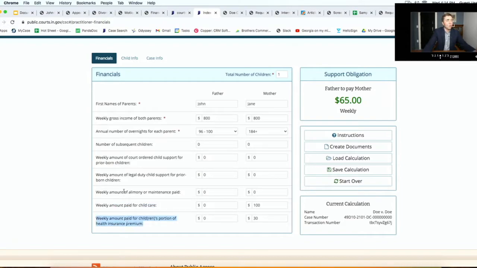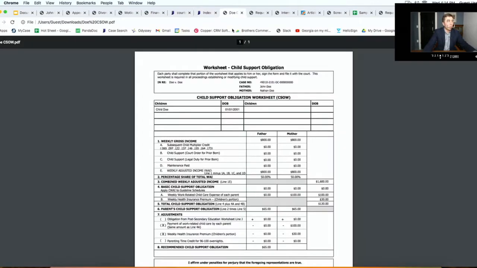So this is a basic calculation. It's similar to what you'd see in a lot of cases here. There's one child, there's the income, the overnights, a child care expense and a health care expense. And what that does is it gave the figure of $65 a week child support. Then we would create the documents, which is a formal child support worksheet. This is the worksheet here.